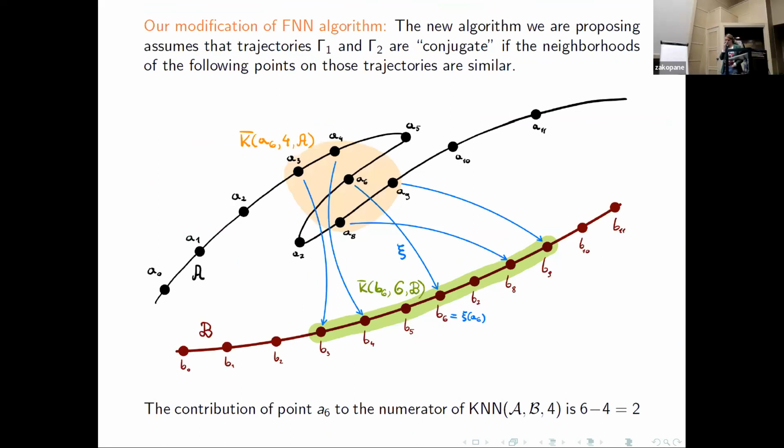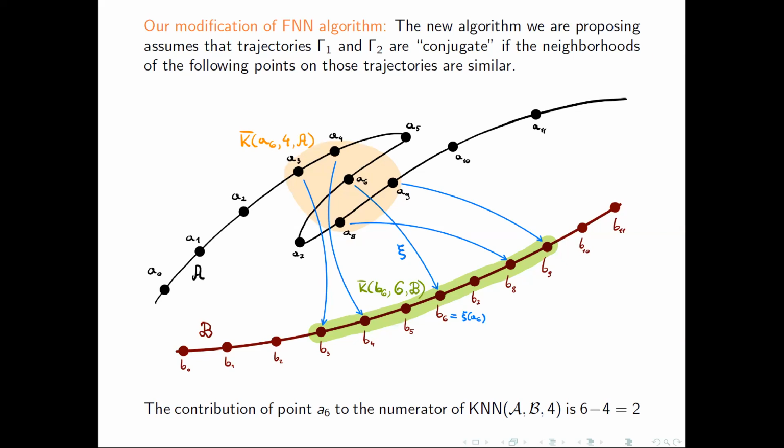Okay, but then we had the idea: why not look at a bigger, discrete neighborhood? So maybe instead of considering the nearest neighbor, let's consider the k nearest neighbors, so that we also take into account a sort of topology of the neighborhood of the point.